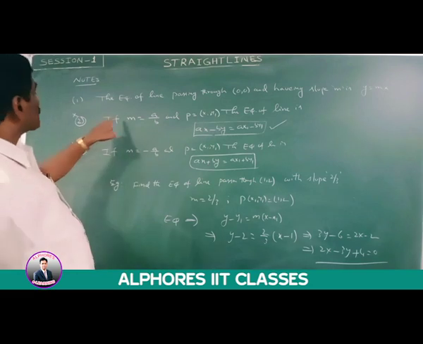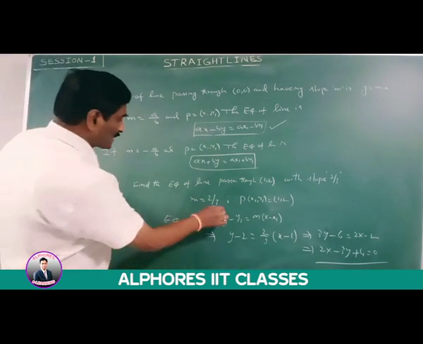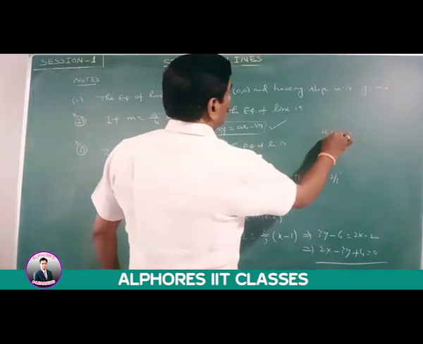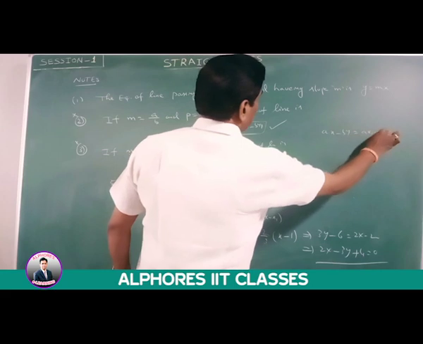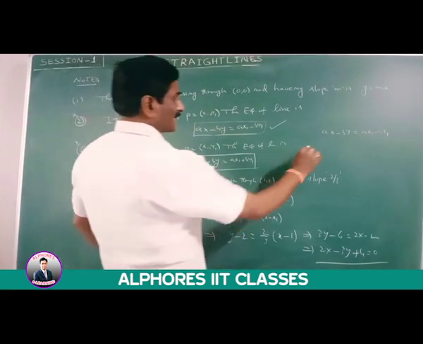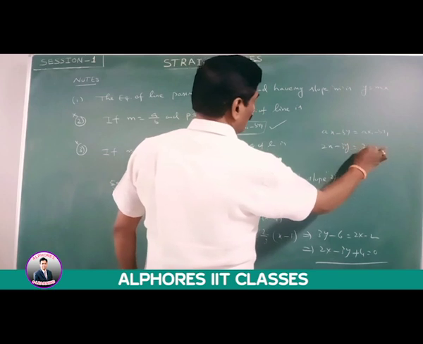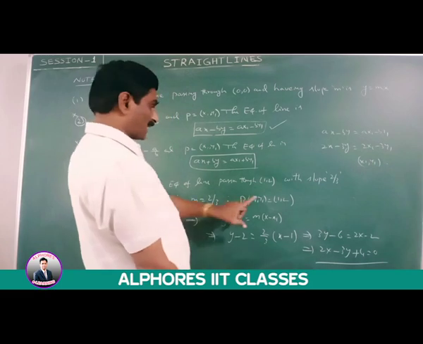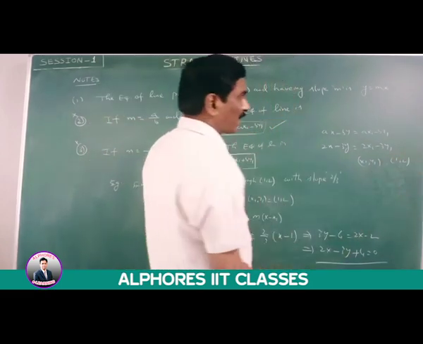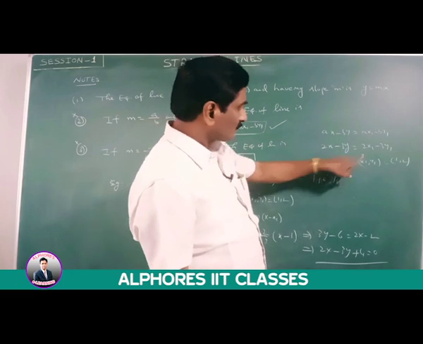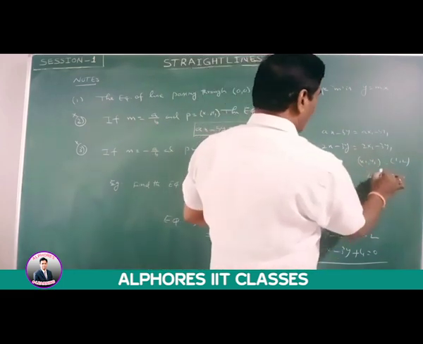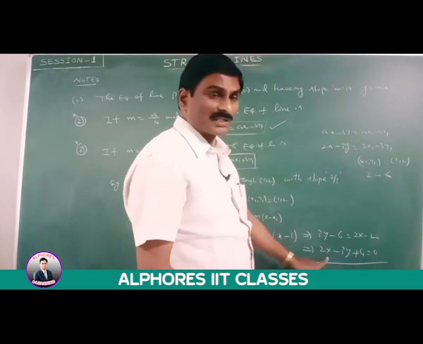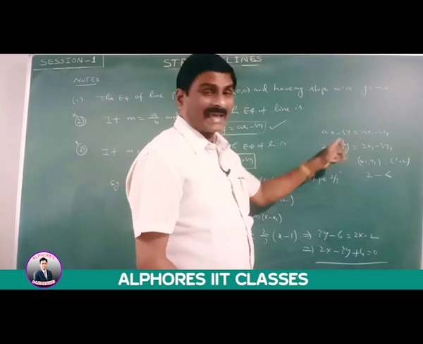By using this property, we can simply find it in this way. m is equal to 2 by 3, that means it is in the form of a by b. What is the equation of the line? ax minus by is equal to ax1 minus by1. It is a simple formula. 2 by 3 means the equation of the line is 2x minus 3y is equal to 2x1 minus 3y1. What is the value of x1, y1? x1, y1 is nothing but the point. The point is (1, 2). Substitute this point in this equation. What is that value? 2 into 1, 2, minus 6. That means 2 minus 6 is minus 4. So 2x minus 3y plus 4 is equal to 0. Using this formula, we find the equation directly.